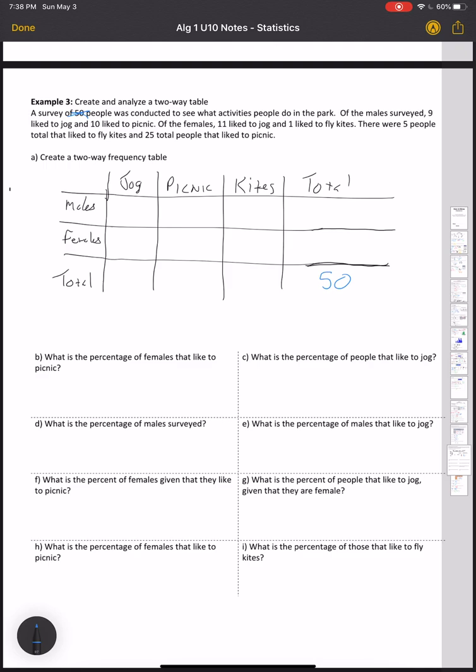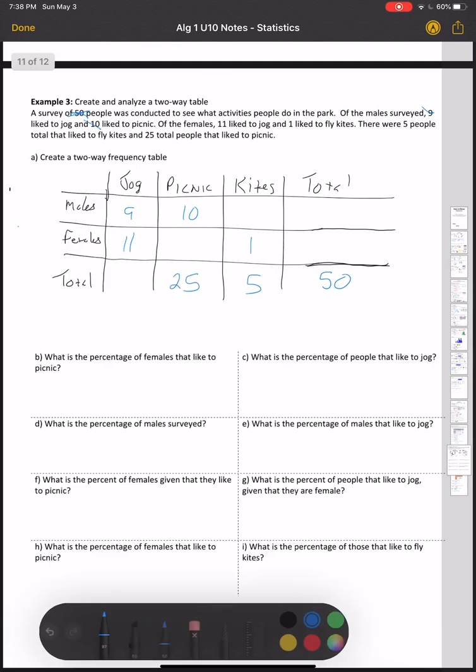Of the males surveyed, so if I'm just looking at males, 9 like to jog, 10 like to picnic. That takes care of those numbers. Of the females, so now we're focusing on the female row, 11 like to jog, 1 like to fly a kite. There were 5 people, so now we're talking about people. There are 5 people total that like to fly kites, so the total for kites is 5. And 25 total people that like to picnic.